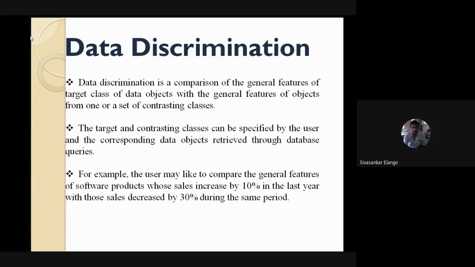For example, we can compare the general features of mobile phones or smartphones whose sales have increased 30% last year with those whose sales have decreased 10% in the previous year. We can go for data discrimination. So data discrimination means you can compare two sets of contrasting classes, the general features of one class with the general features of objects in another class.